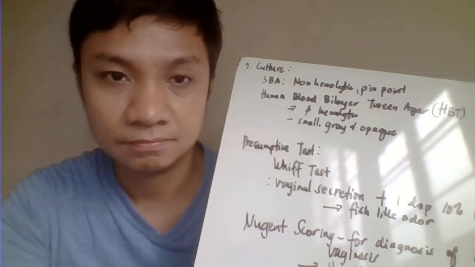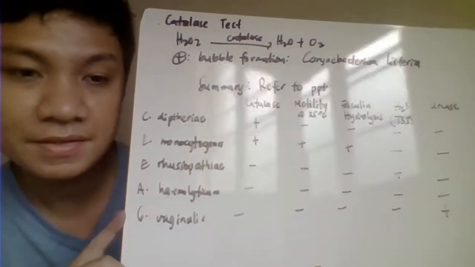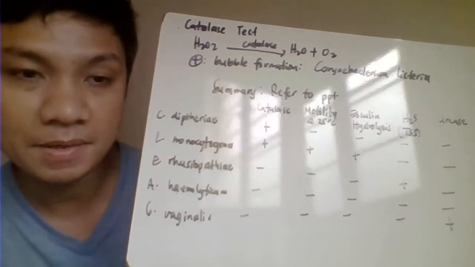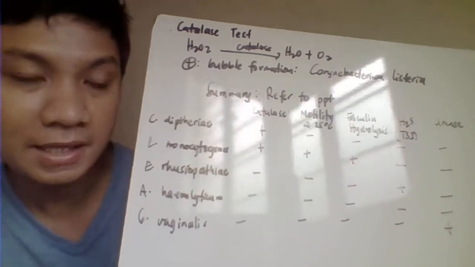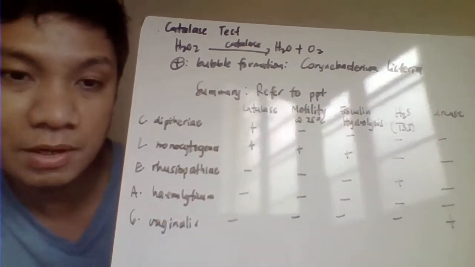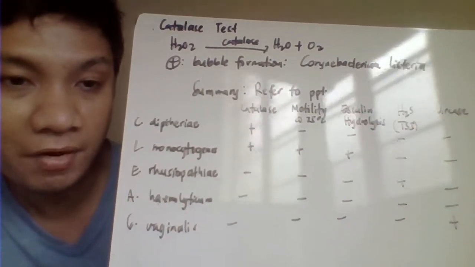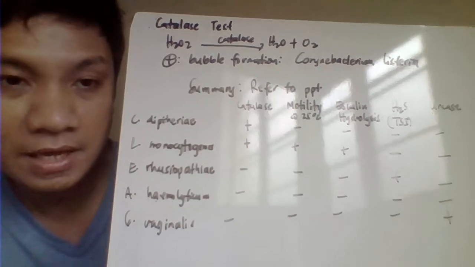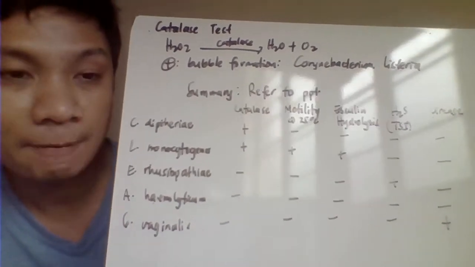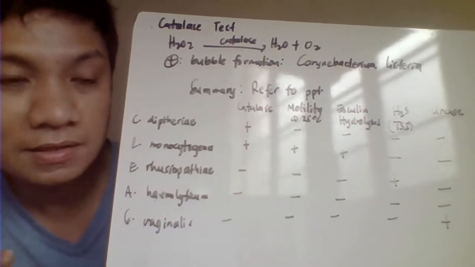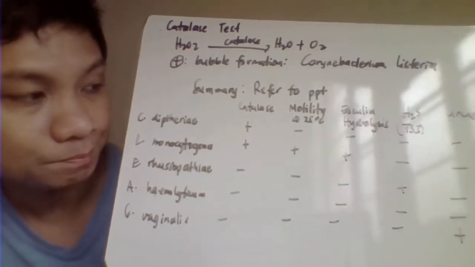Okay, the main differentiation among your gram-positive bacilli here would be the catalase test. So the catalase test would identify the enzyme catalase that converts the substrate hydrogen peroxide to water and oxygen. The positive result will be bubble formation. So this one will give a positive result only for your Corynebacterium and your Listeria. Again, that will give a negative result for your Erysipelothrix, Arcanobacterium, Gardnerella, and even your Lactobacillus.